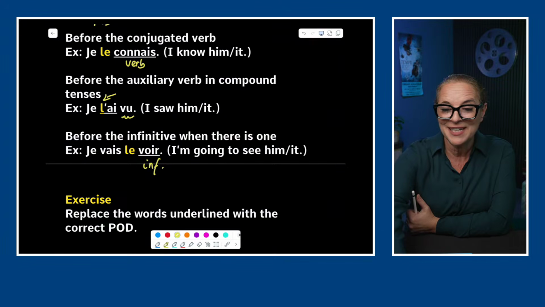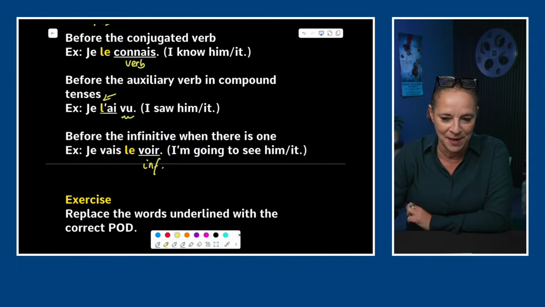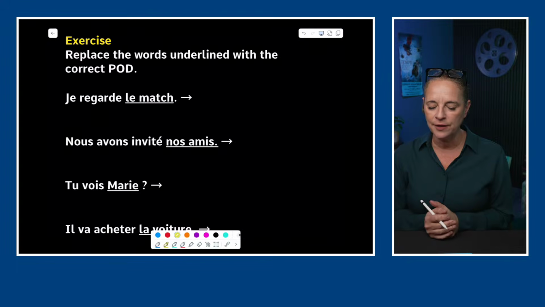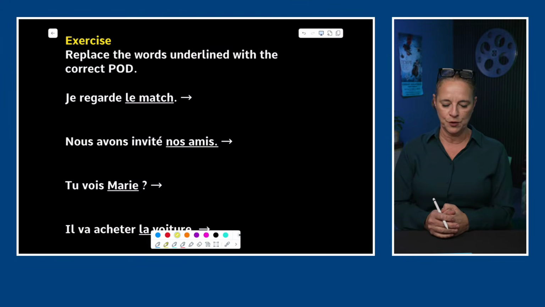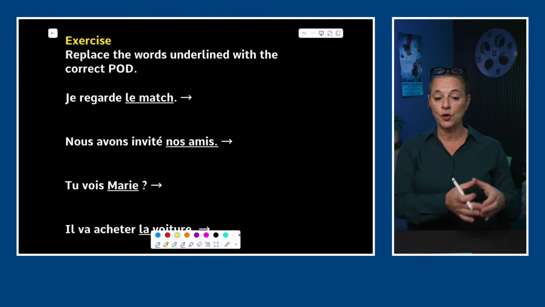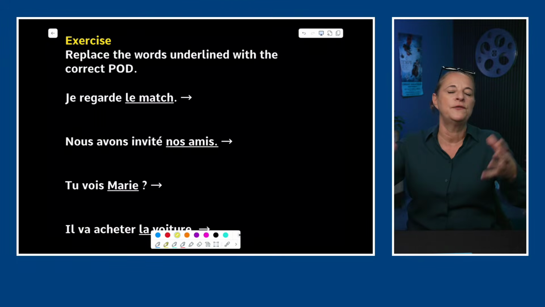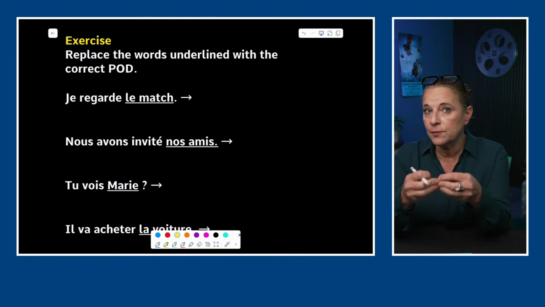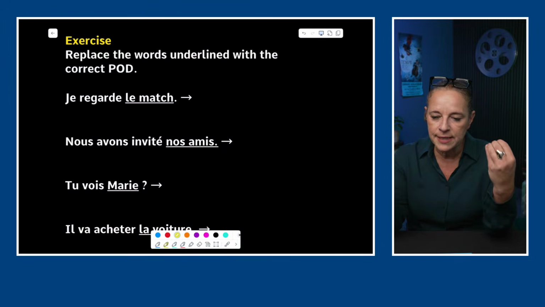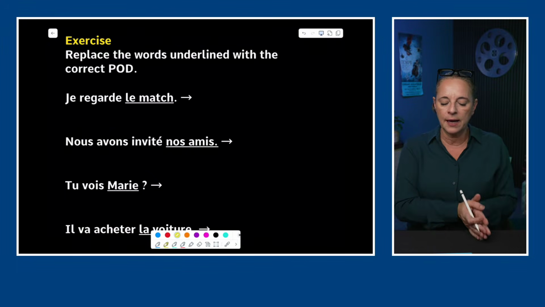Okay, are you ready to do an exercise now with me? Here we go. Replace the words underlined with the correct pronom d'objet direct. Okay. So here's the first sentence. Je regarde le match. I am watching the match, as in le match de football. Now the pronoun will be placed here to avoid saying le match again. What is the phrase, or the pronouns you must use, to say I am watching it?